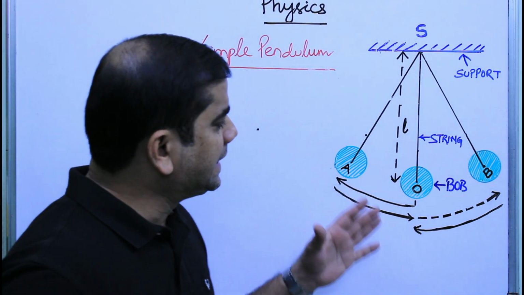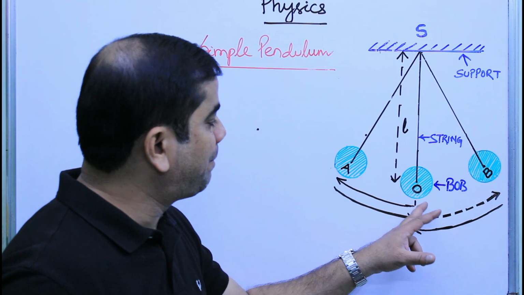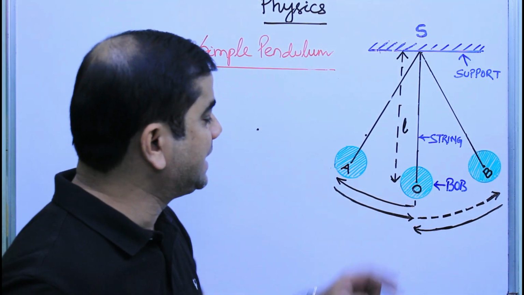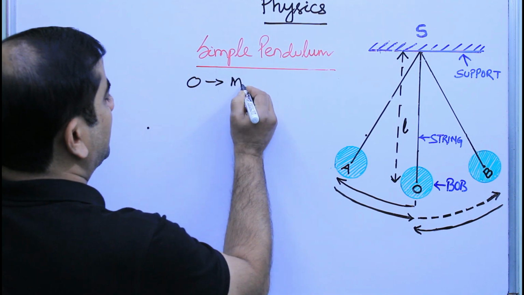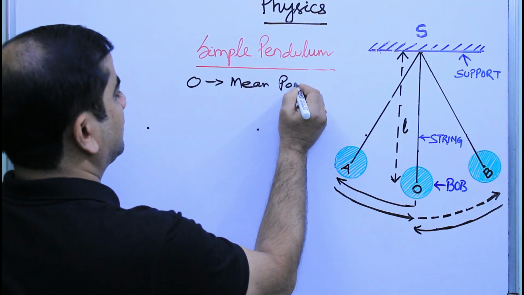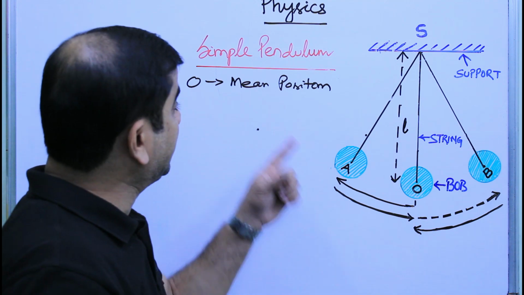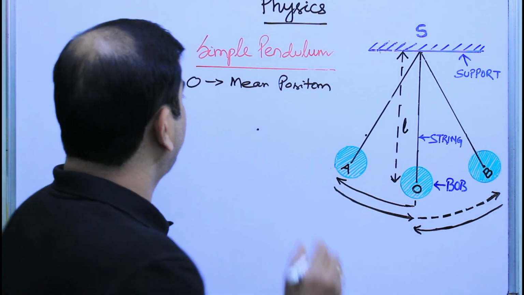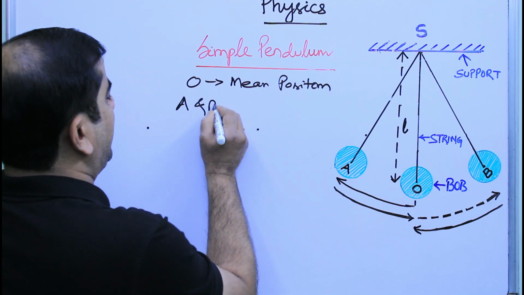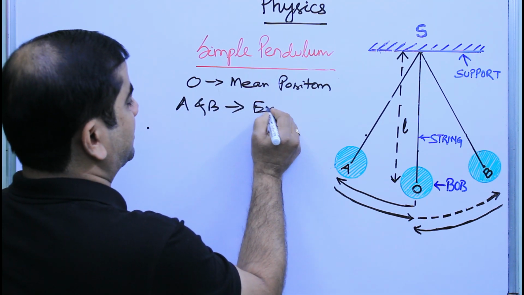In this case, the bob is at a place which is O, and this is called the mean position. O is the mean position. That means it is the initial position of the bob when it is not in motion. A and B are called the extremes.